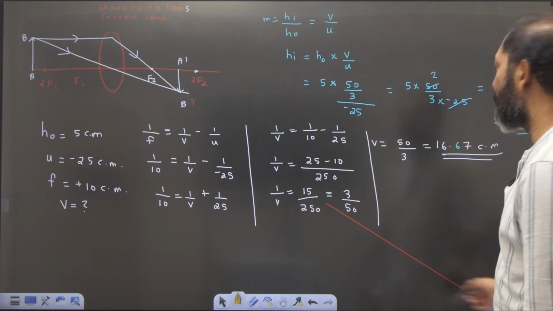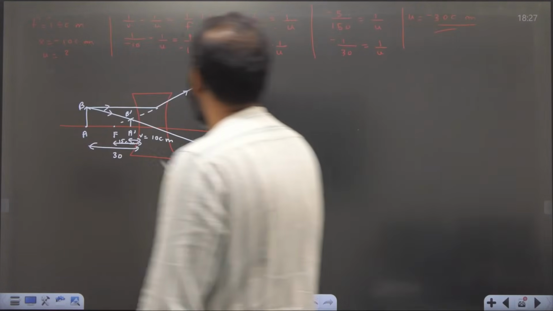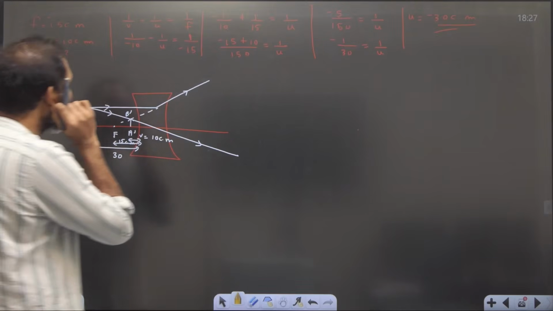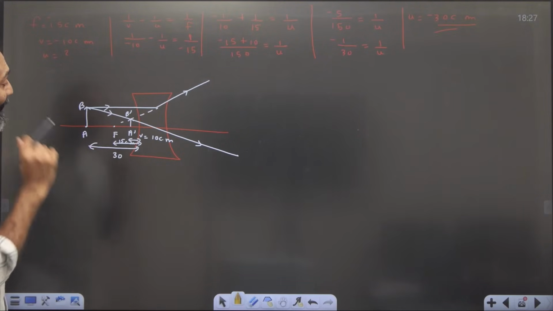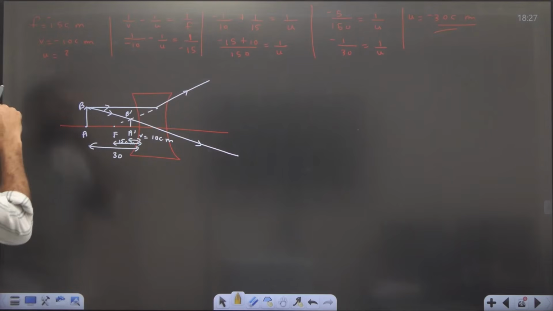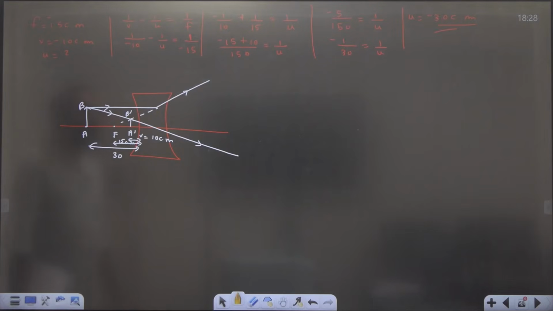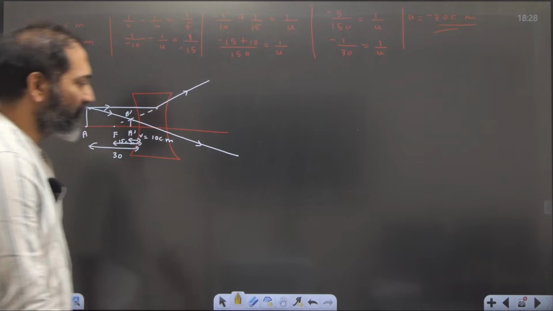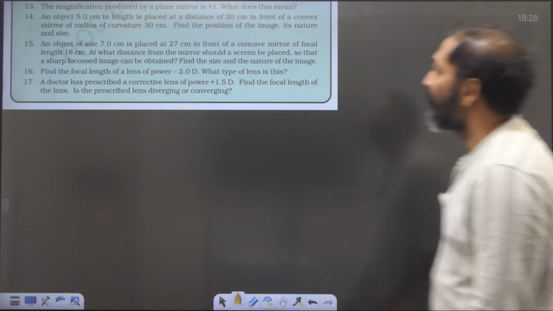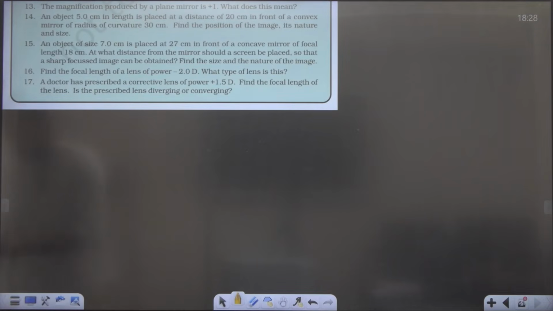Then in the previous example, we got the image on the same side as the object. So what was the image? Real, erect and diminished. If you are getting it at this side, it will be virtual and erect. So here we got it at the same side, so real, erect and diminished image. Then magnification, next question. The magnification produced by a plane mirror is +1. What does it mean?